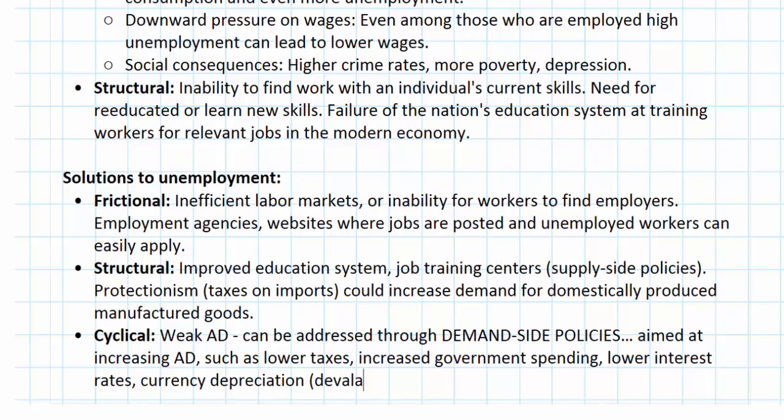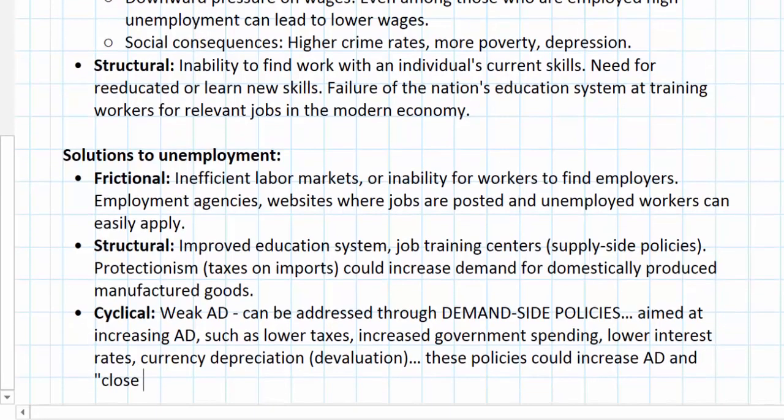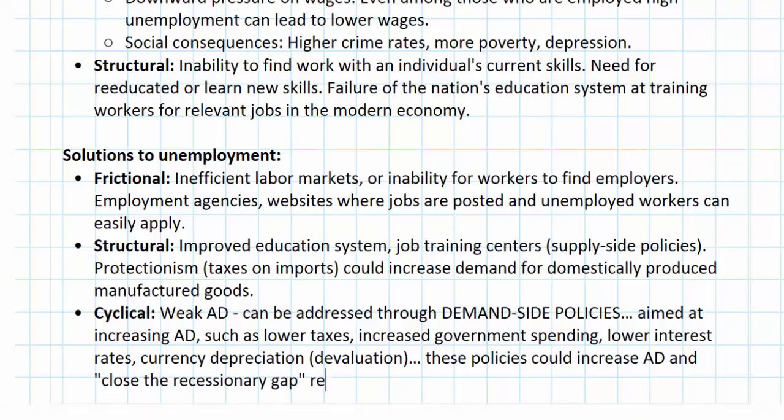What this means is if a government or a central bank were to intervene in the market for its currency on the foreign exchange market, make it weaker, this would increase net exports and create more jobs. So these policies could increase AD and "close" the recessionary gap, reducing cyclical unemployment.